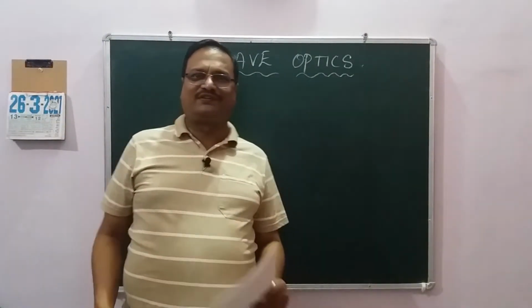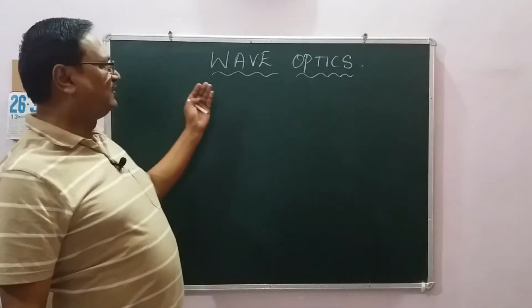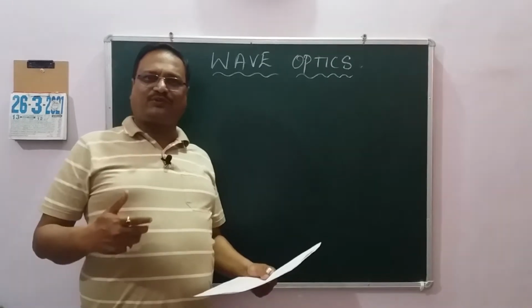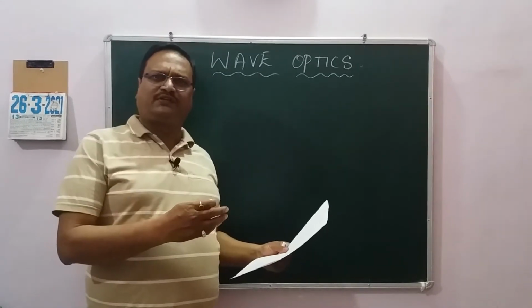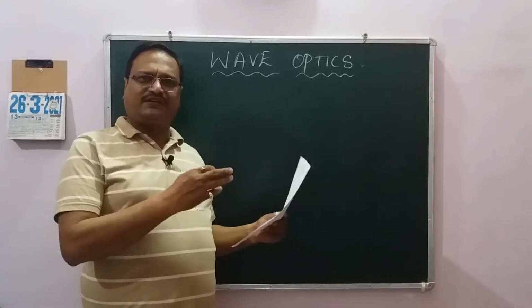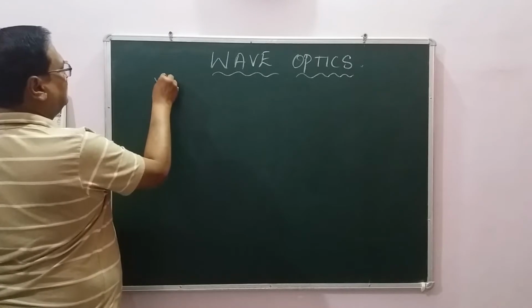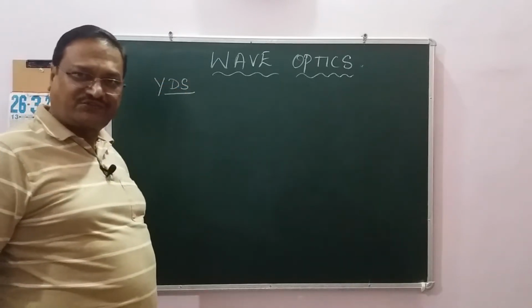Hello students, in the last video we learnt about some basic concepts on wave optics. In this video I shall continue. In the last video we ended with constructive interference and destructive interference, and the concept was interference, and Young's double slit experiment is what we discussed.